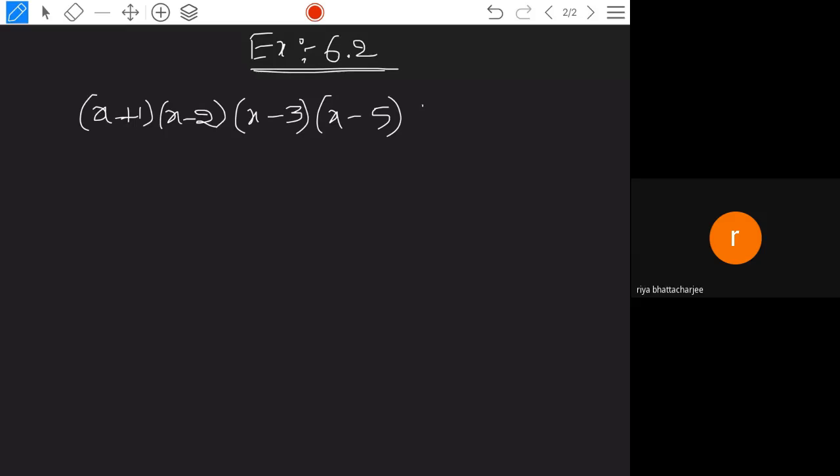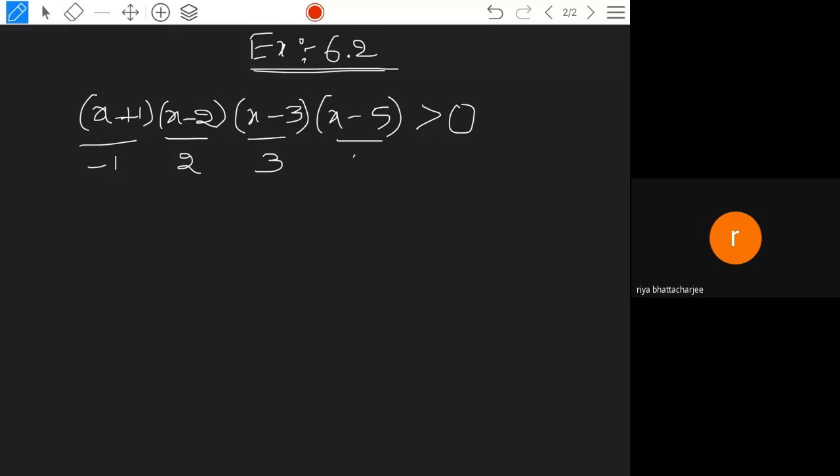Solution is nothing but for what values of x it satisfies. Whenever the inequation is given to you, for each factor you need to find the 0. The 0 of this factor is minus 1, the 0 of this factor is 2, the 0 of this factor is 3, and the 0 of this factor is 5.